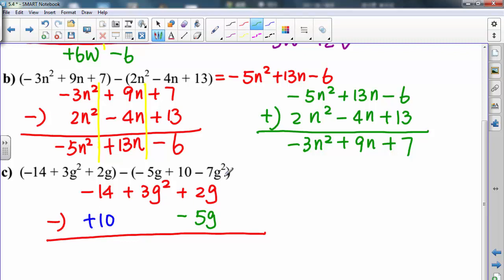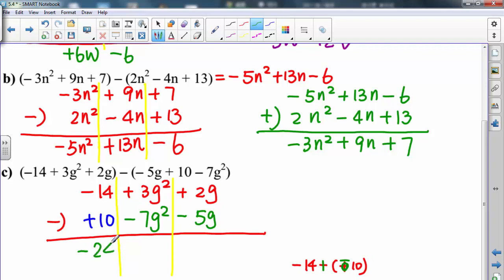Negative 7g squared should line up with positive 3g squared. So right now, I only need to subtract the coefficients in each column. Negative 14 minus positive 10. Change this minus to plus and take the opposite of the second number. Negative 14 plus negative 10.